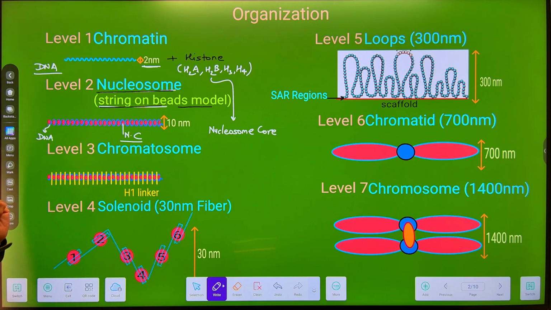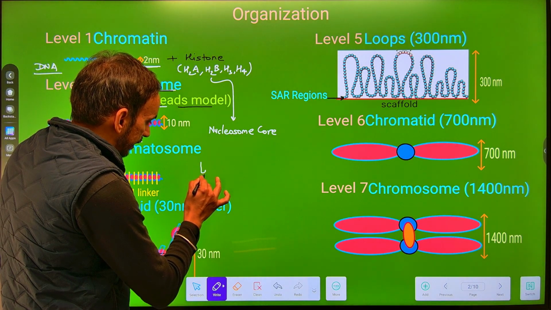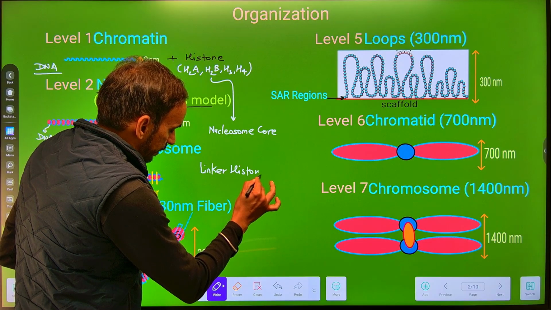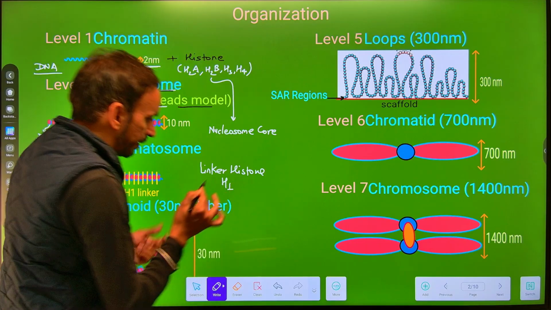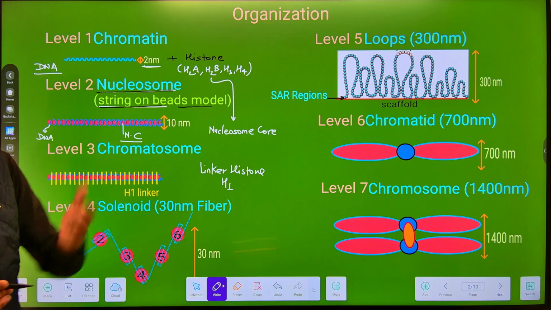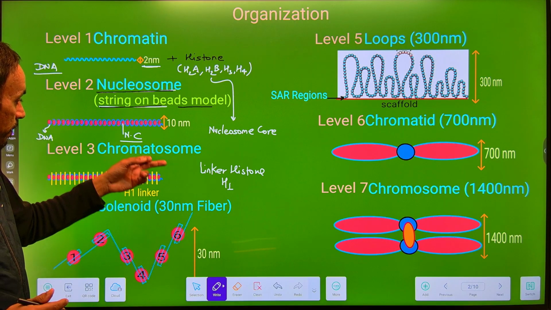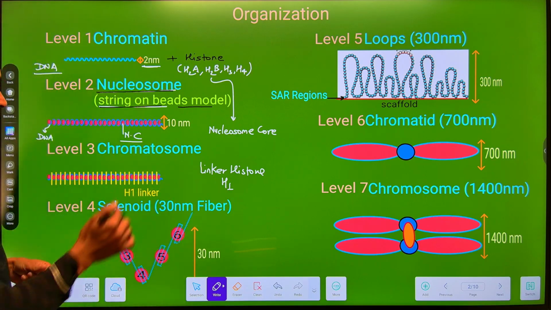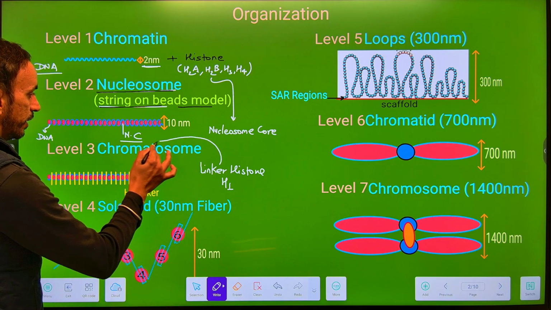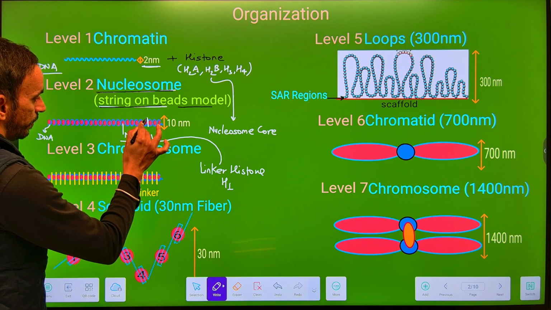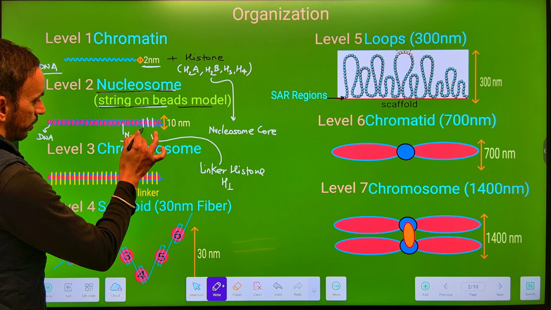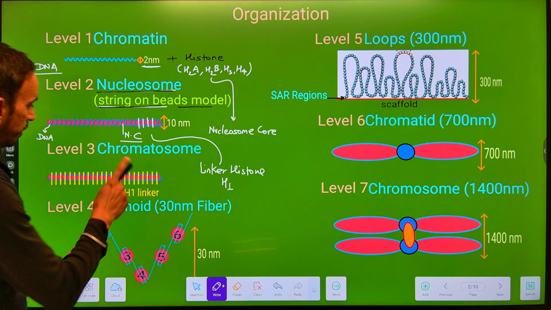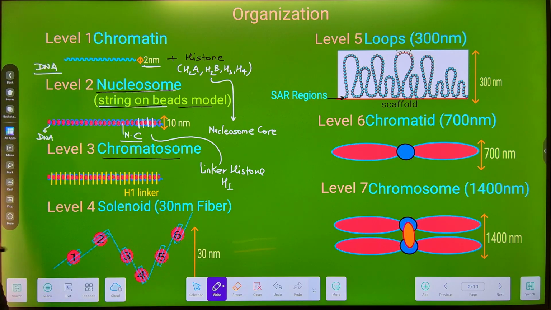Further, we have another histone which is known as the linker histone, and it is the H1 histone. Now this H1 histone is not part of the nucleosomal core. We can say that after the formation of the nucleosome, there is a binding of this H1 linker histone. Now this H1 linker histone generally attaches between the two nucleosomes. दो nucleosome के बीच में attach करता है, that leads to the conversion of this nucleosome into the next level of organization, which is known as the chromatosome.